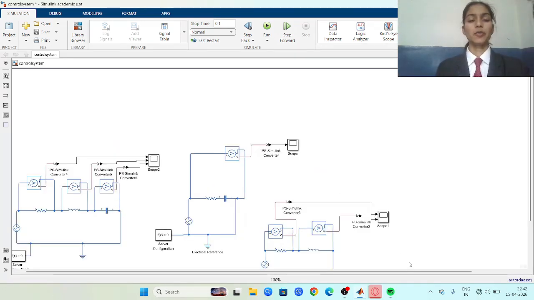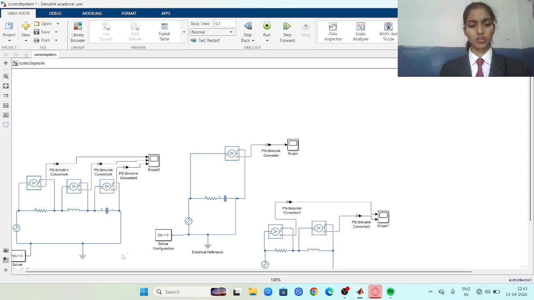Hello everyone. Today I am going to present my simulation topic, RC circuit simulation and analysis using simulation software and Laplace or S-domain analysis. This is an RC circuit which consists of a resistor and capacitor connected in series with the AC voltage source. Components used for this are AC voltage source, resistor, capacitor, electrical reference, solver configuration, voltage sensor, PS Simulink converter, scope, etc. And now let's come to the working of the circuit.